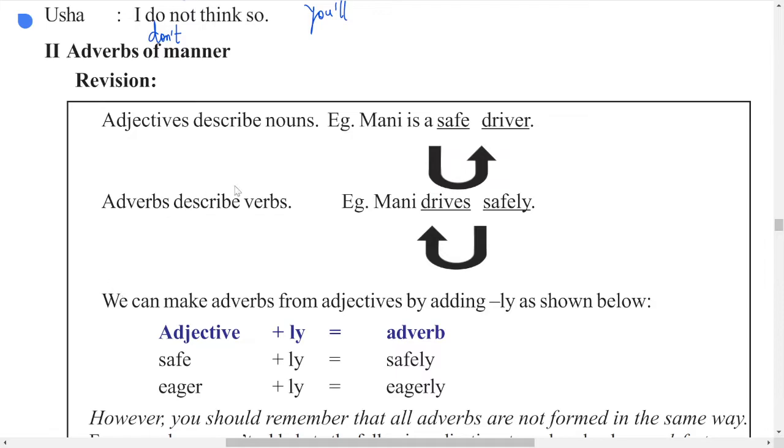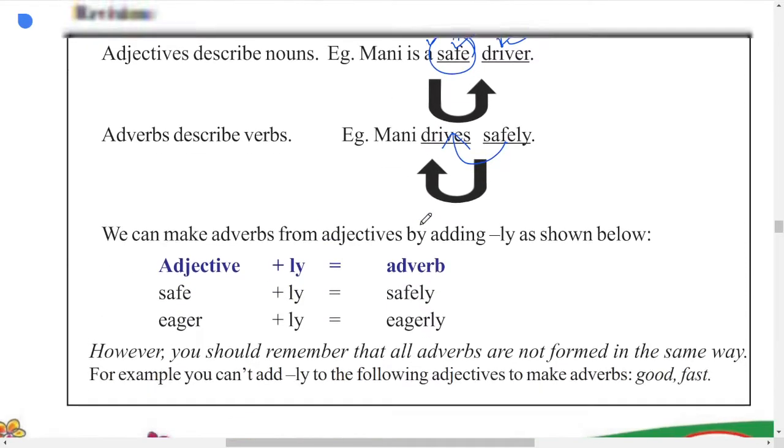So adjectives describe nouns, like a safe driver. Here a is an article, safe is an adjective and driver is a noun. So here this adjective is used to modify the noun. Adverbs describe verbs. Okay, so here if you look at this, drives safely. So here safely is the adverb which is used to describe drives.